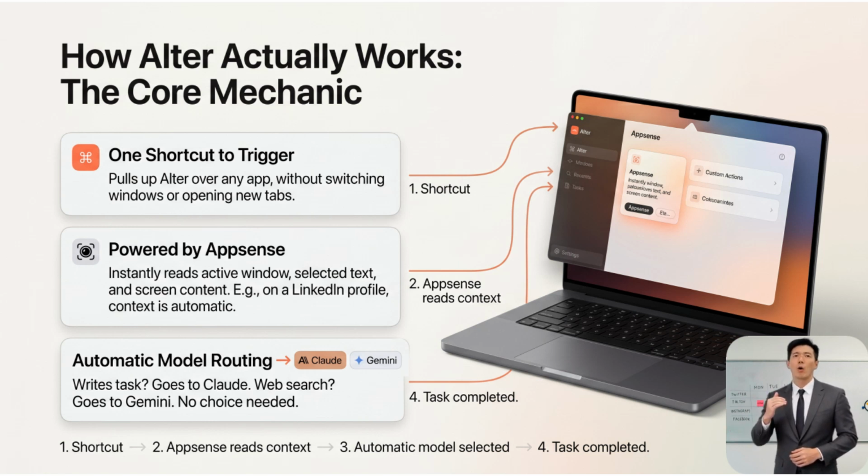On top of that, Alter routes your request to the right model automatically. Writing tasks go to Claude. Web searches go to Gemini. You don't pick the model, it picks for you based on what you're asking.